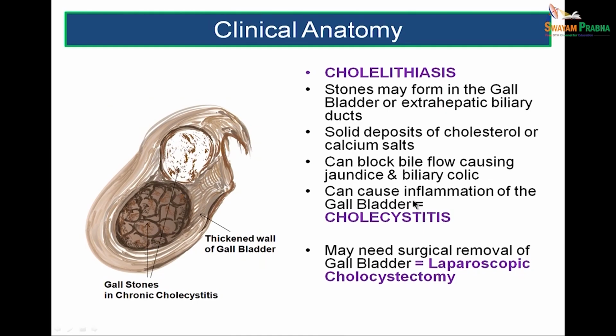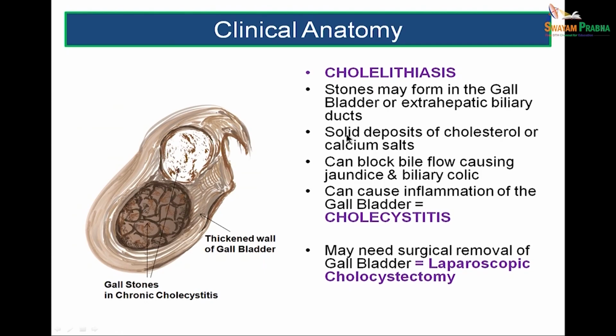Coming to the clinical anatomy of the gallbladder, the most common clinical aspect is the accumulation of gallstones. Here you see there is a large stone in the upper portion, whereas in the lower part you can see small faceted stones of much smaller size. You notice another thing, there is a thickening of the wall of the gallbladder. So there is inflammation of the wall as well as accumulation of stones in the lumen.